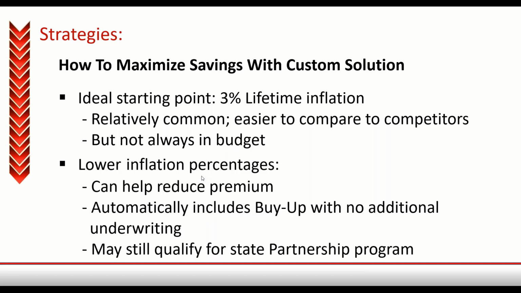So we really always want to maximize the savings with the custom. Again, if you start with a 3% lifetime inflation, it's relatively common. That's what everybody compares it to, but it's not always in the budget. So you've got to be able to reduce your premium, use that automatic buy-up because there's no additional underwriting for that. And in most states, a lot of the states have dropped down to 1% for the partnership program. So in those states, you really can give them the best of both worlds. Even though, again, partnership isn't utilized that much, it is a great selling point.